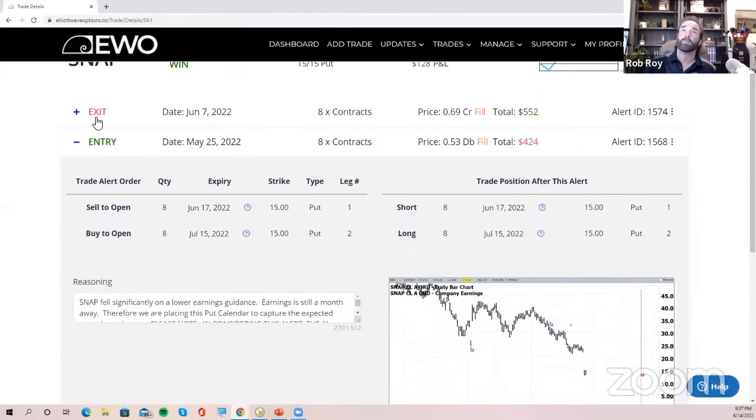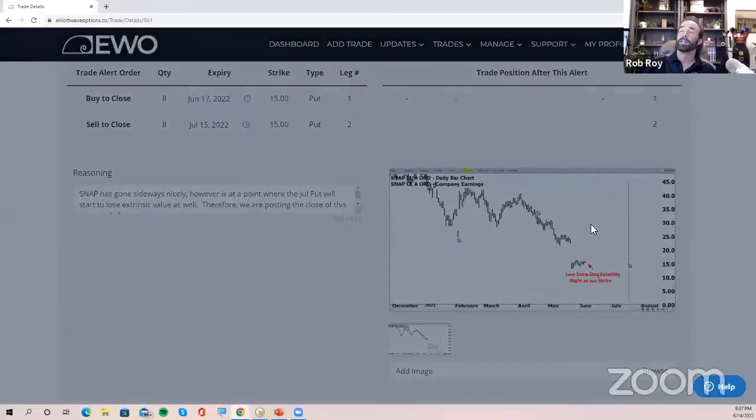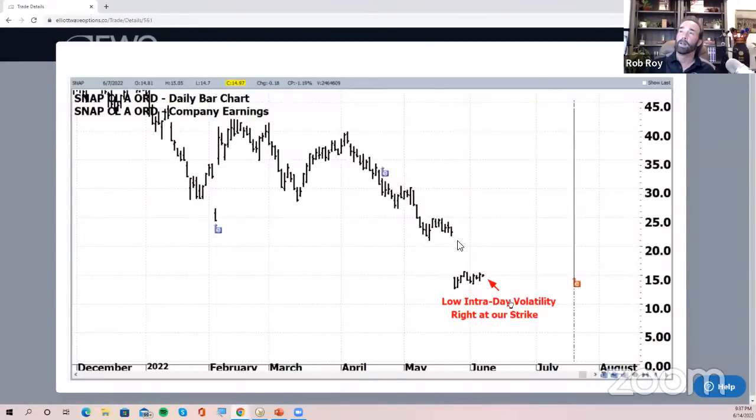So the next day, we sent that out as an alert. And look how we nailed this. So you can see the exit. And we had a really quiet day. Look how tiny that bar was right there at the midpoint.